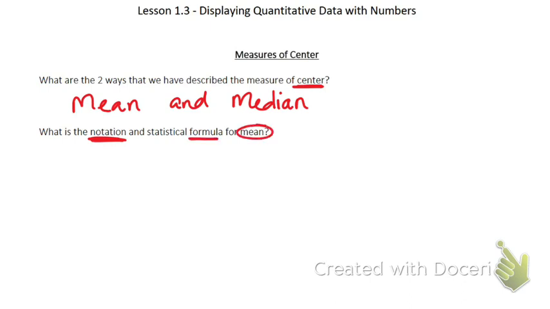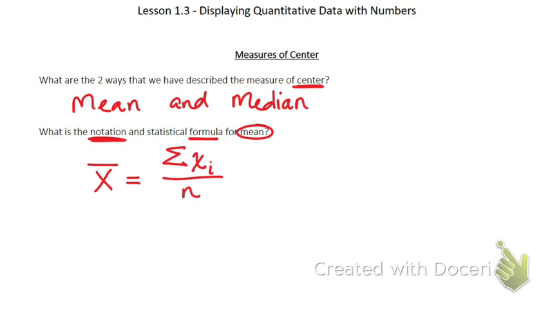Are you ready? X bar. Everybody say X bar. That is how you say that right there. What does X bar stand for? The mean. It's the mean of a distribution. X bar equals the summation of x sub i divided by n.